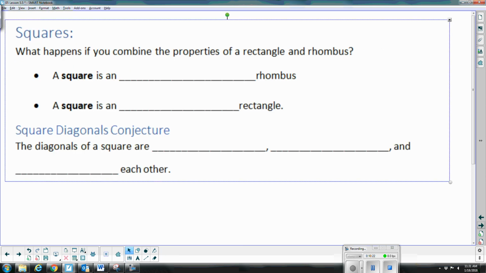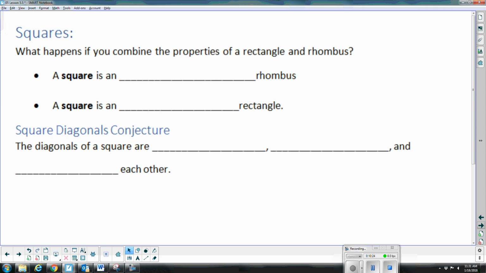All right, then lastly, let's look at squares. Now, we can combine the properties of the rectangle and the rhombus to get the properties of a square. We're not going to actually test this. But a square is a rhombus because it's a parallelogram that has 4 congruent sides. But a square is also a rectangle because it's a parallelogram that has 4 congruent angles.